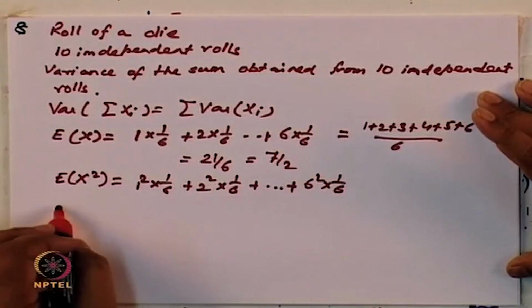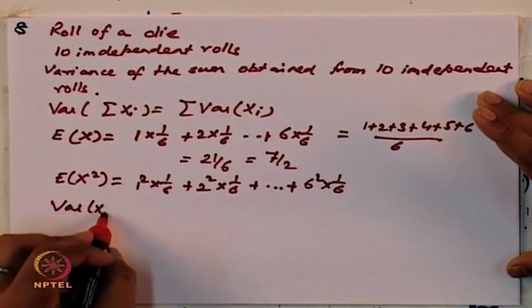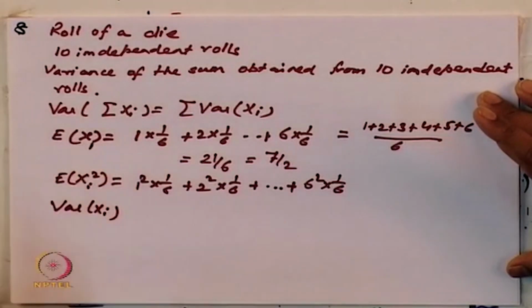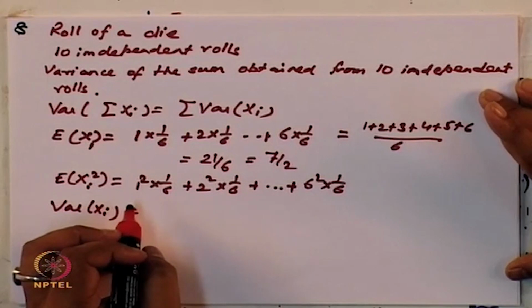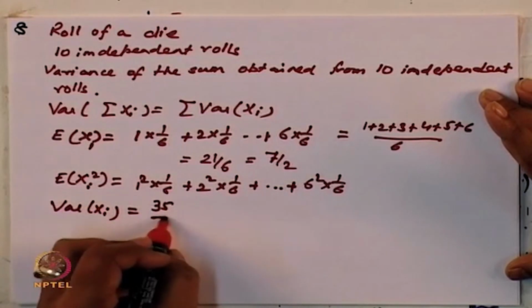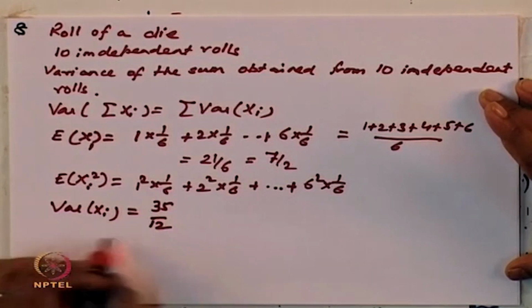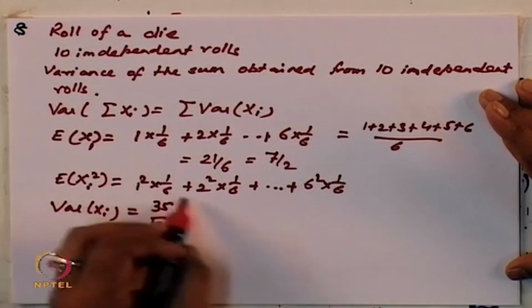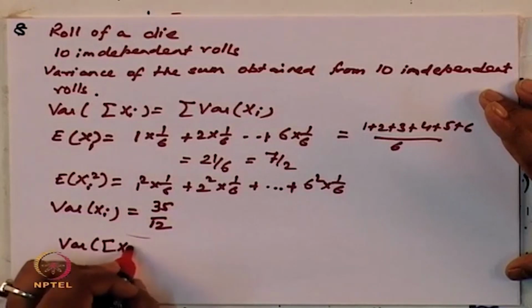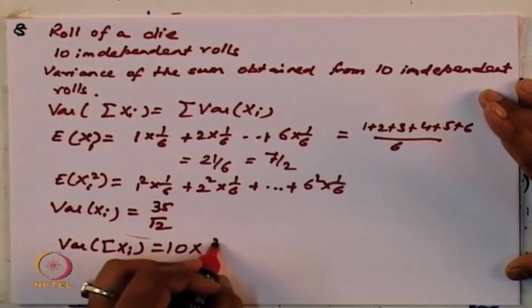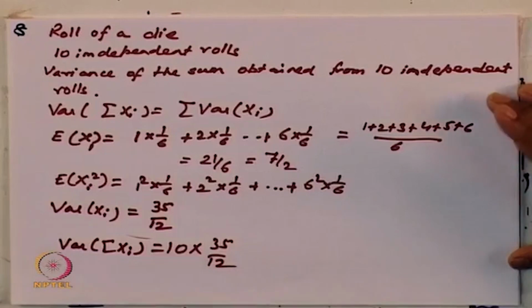Okay. So, finally, you will see variance of xi. Variance of xi will come to be, so you can compute this value and see, I think it will come to around 35/12 or something, but just check. Okay. So, if this is for a single variable, then I have to multiply. So, variance of summation xi then becomes 10 into 35/12.